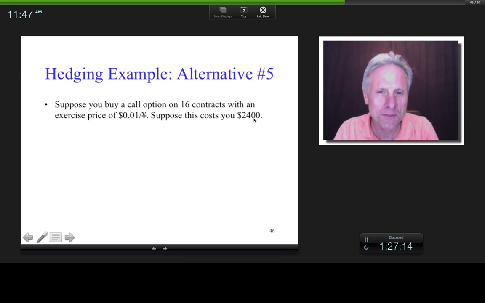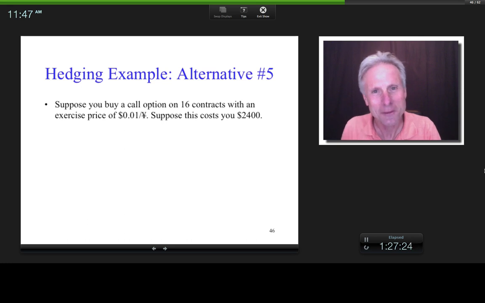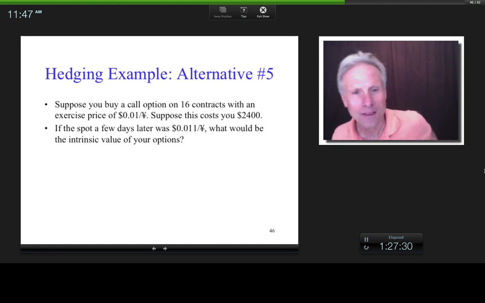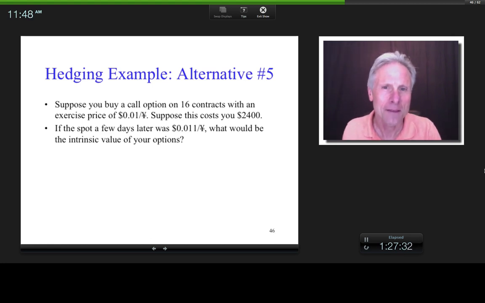So let's imagine this cost you $2,400. Does that $2,400 belong to you anymore, or is that gone? That's gone, right? That no longer belongs to you. It's not like the futures where you're putting up the margin. Now suppose a few days later, the yen, in this example, has unexpectedly appreciated or depreciated. It's appreciated, right? At least relative to the 0.01.